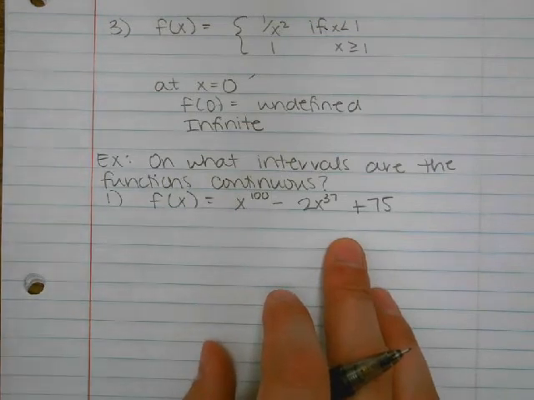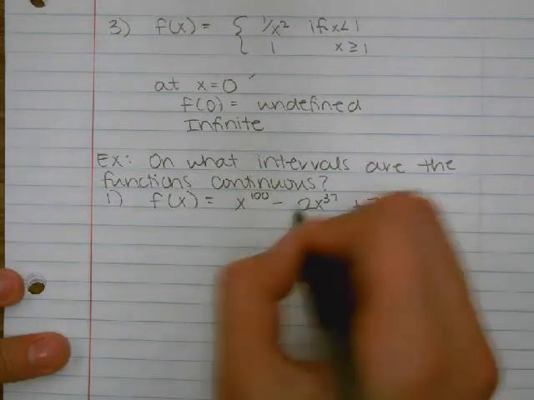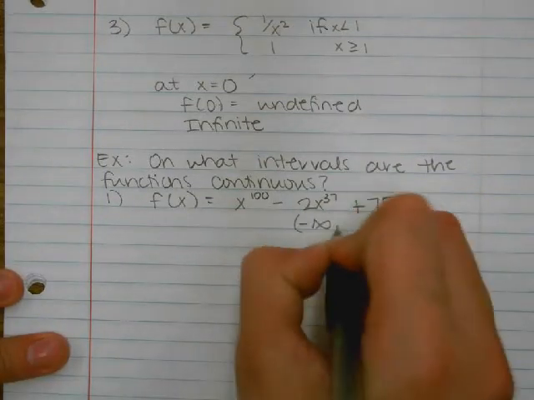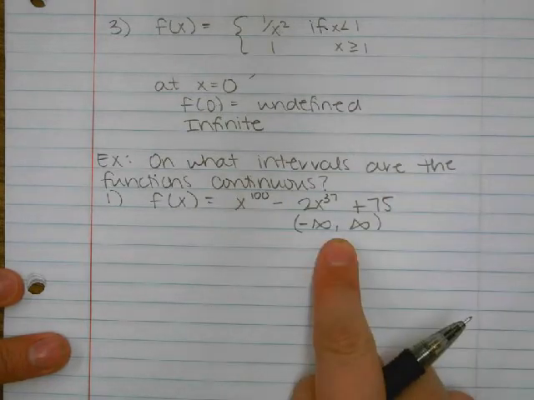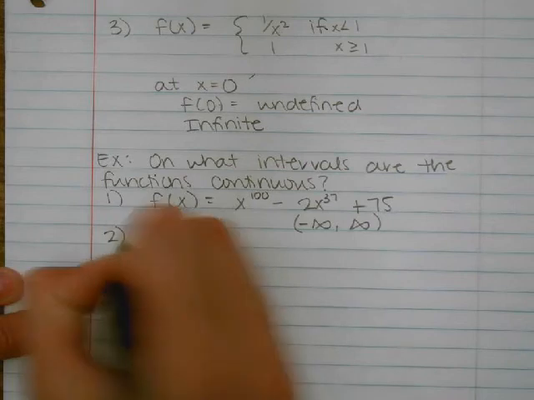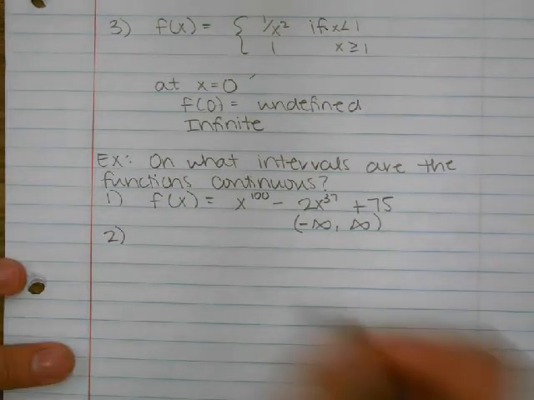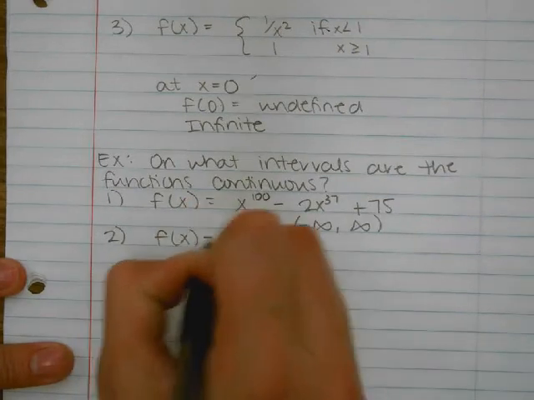So you have to think about what you know about polynomial functions, and what we know is that they are continuous on their entire domain. And the domain of a polynomial function is always from negative infinity to positive infinity. So we're going to say that this function is continuous from negative infinity to positive infinity. And I don't have to do a lot of math to know that, just because I already knew that polynomial functions were continuous.